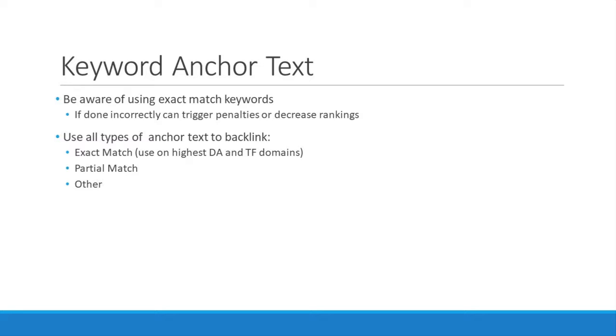And then use all types of anchor text to backlink. Exact match, use on the highest DAs and TFs. Partial match, use those on the second level or tier, I'd say, of DA, like 15 plus, Trust Flow 15 plus, and then others you can sprinkle around everywhere.